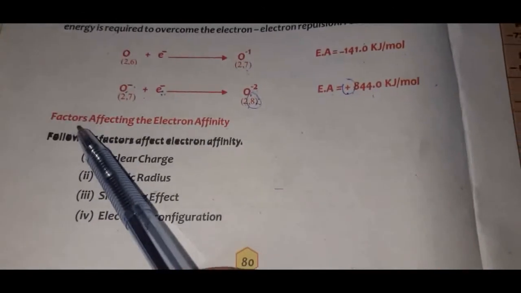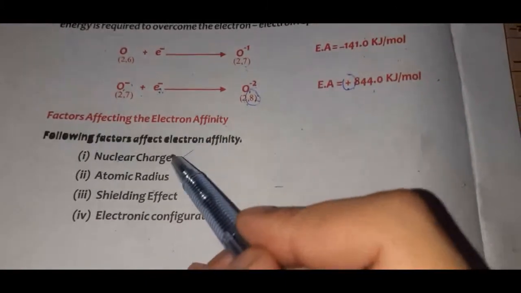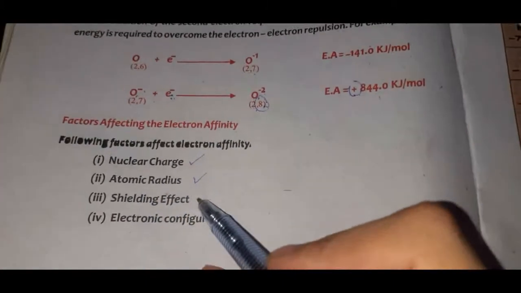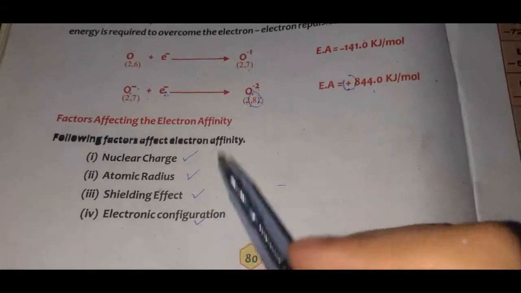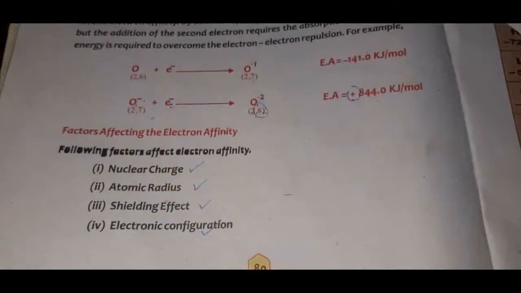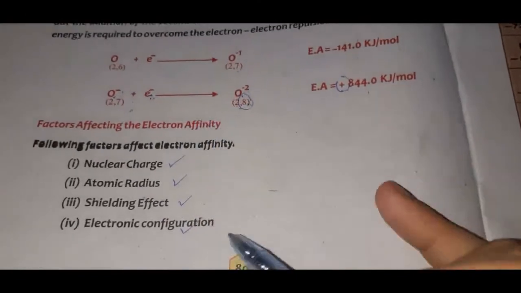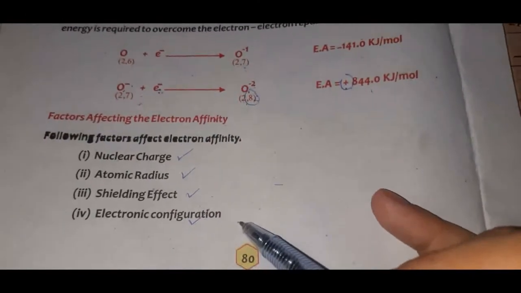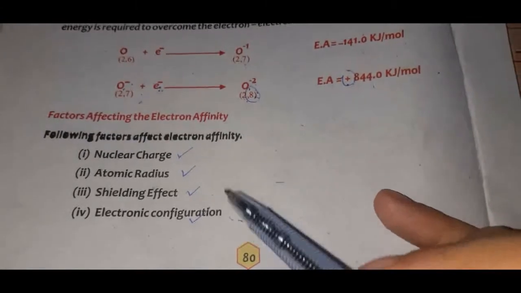Let's see what are the different factors which affect electron affinity. So it's nuclear charge, atomic radius, shielding effect, and electronic configuration. You saw how electronic configuration affects it. If the valence shell is not completed, if the valence shell has fewer electrons, it will like to gain more electrons, so that electron affinity would be increased.